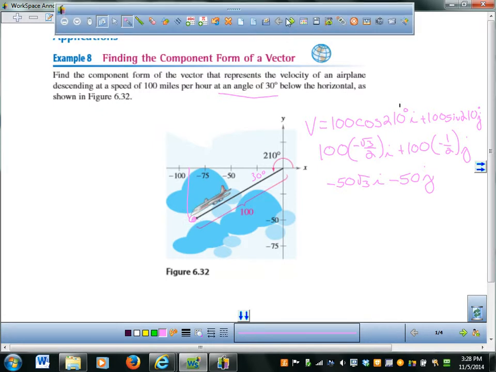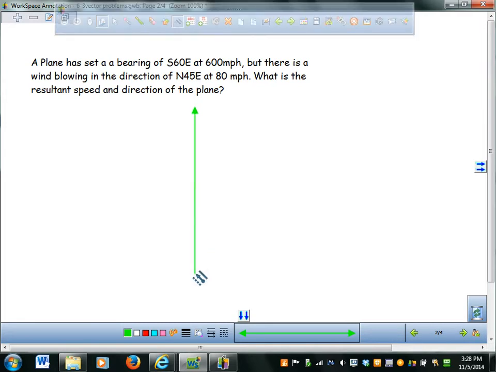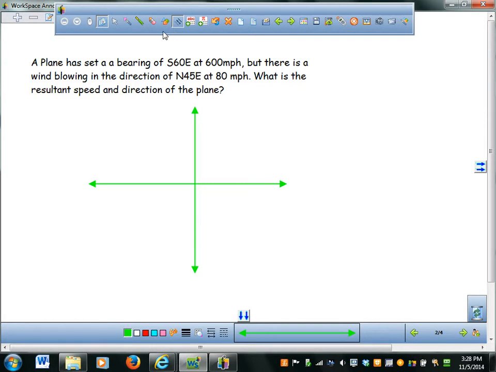Okay? So an application of that is when you have a bearing problem where you have a couple different things going on. So I'm going to make an XY axis right here. And then a plane has a set bearing of south. Always draw a picture because it helps you think about the problem. The plane has a set bearing of south 60 east at 600 miles an hour.